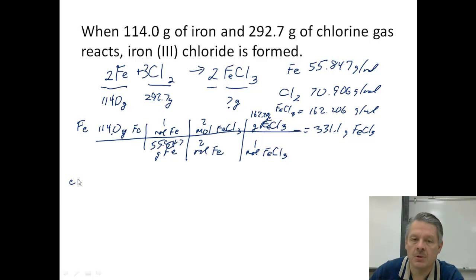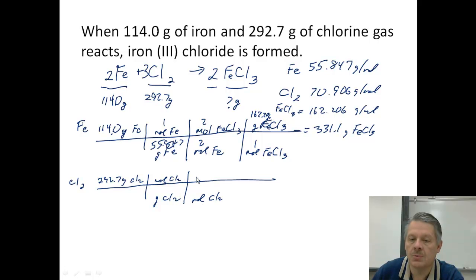Now we have to do the same thing for Cl2 because we don't know which one is limiting. We aren't told that. So we start with 292.7 grams of Cl2. And we have to convert from grams of Cl2 to moles of Cl2. But we don't want moles of Cl2. We want moles of our target, which is FeCl3. And then we have to get rid of moles of FeCl3 and go to grams of FeCl3, which we clearly know how to do.